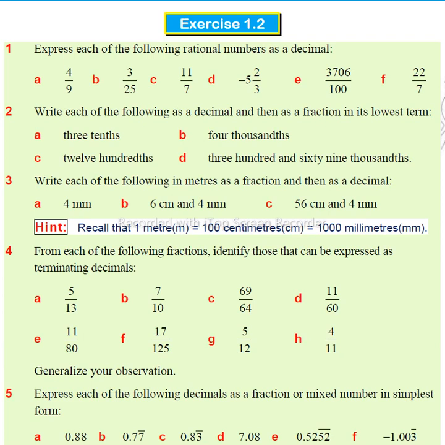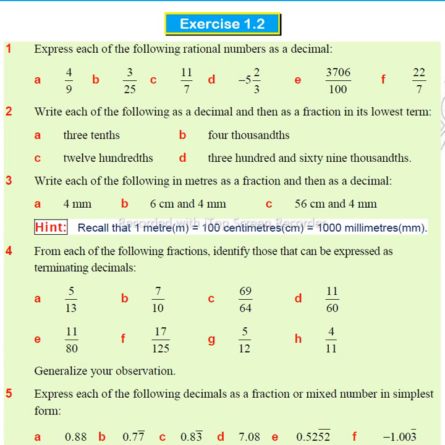So today we will see exercise 1.2. Previously we saw exercise 1.1. We will leave the link of exercise 1.1 under this video description box, and we will now start exercise 1.2 directly. Let us start.